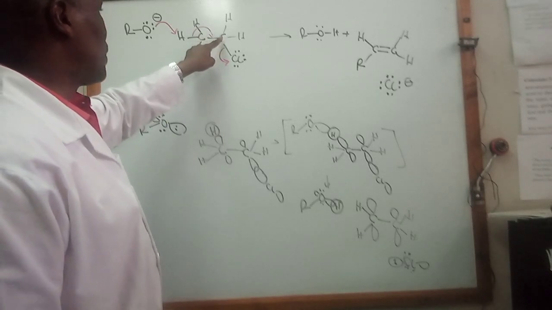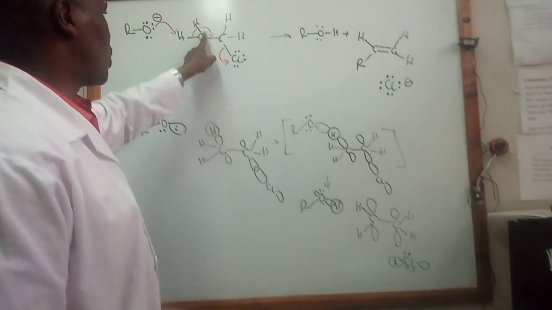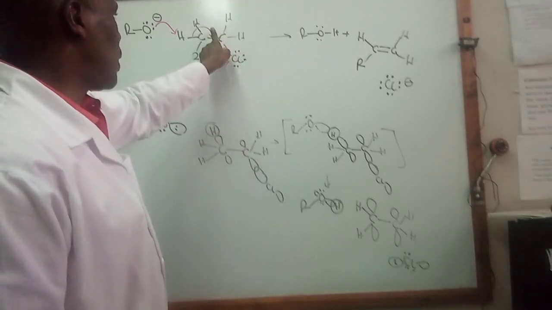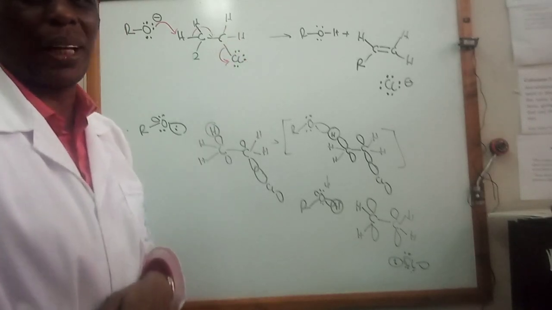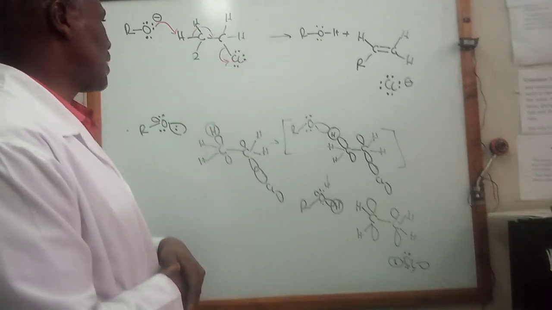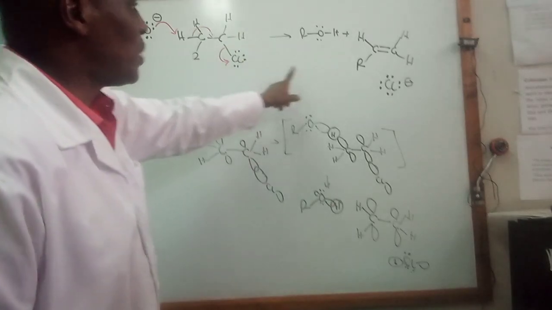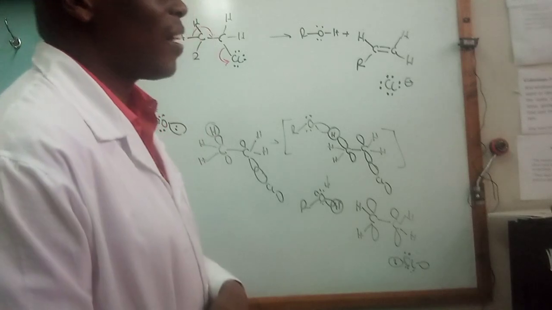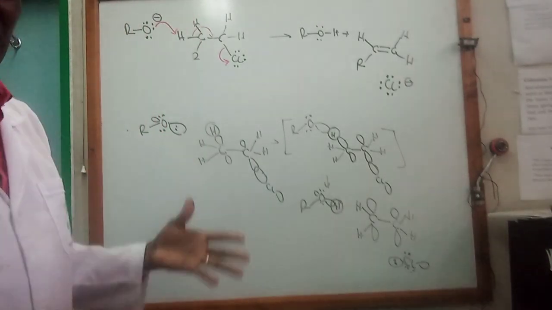Now this bond has already broken. So this carbon is going to have 1, 2, 3, 4. So this carbon, as a result of this double bond, is going to have 1, 2, 3, 4, 5. So one of the bonds will have to break, and the one which will be breaking is the one for the good leaving group, which will be the halogen. In this case it is the chlorine. So the electrons are going to end up on the chlorine, and you'll end up with each of the carbon atoms having 4 bonds.